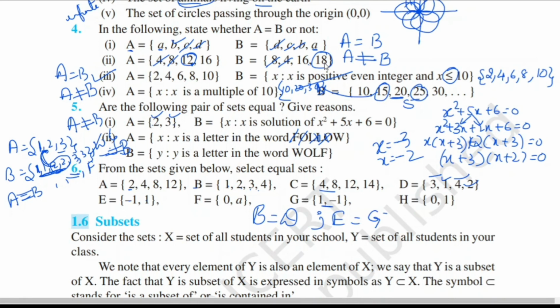That's it. So here we complete our exercise 1.2. Hope you are all perfect with finite, infinite, equal and unequal sets, null set as well. See you in the next video. Bye for now.